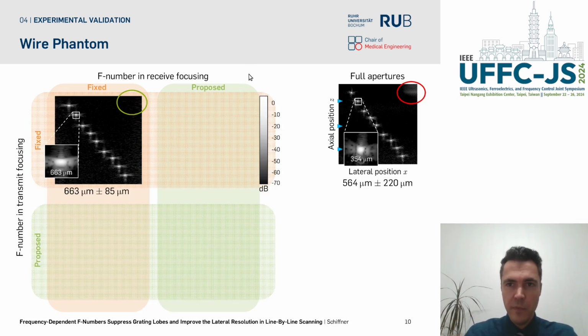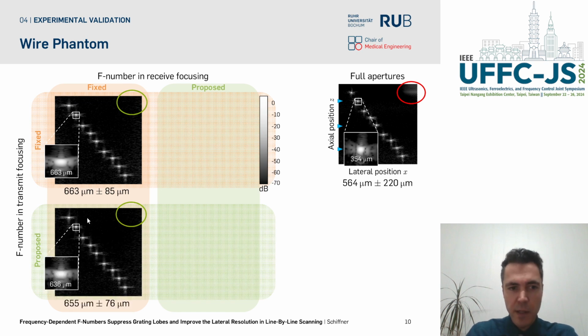For the wire phantom, the usage of the full apertures resulted in grating lobe artifacts and a non-uniform image quality. The widths of the wires increased significantly away from the transmit focal length. This increase resulted in a median width of 564 micrometers and a relatively large interquartile range of 220 micrometers. The fixed f-numbers, in comparison, eliminated grating lobe artifacts and resulted in more uniform wire widths. The median width, however, increased to 663 micrometers.